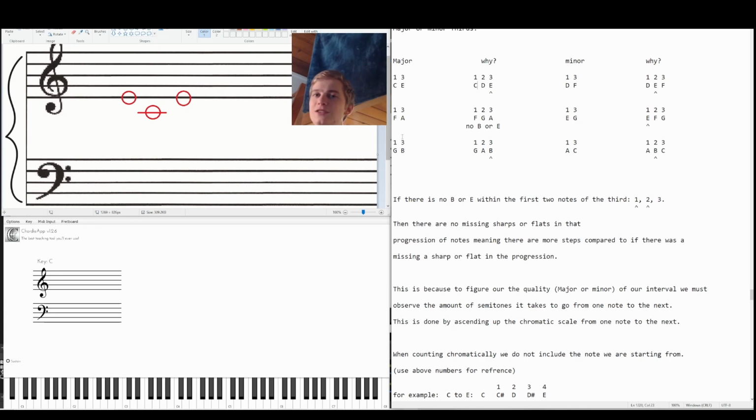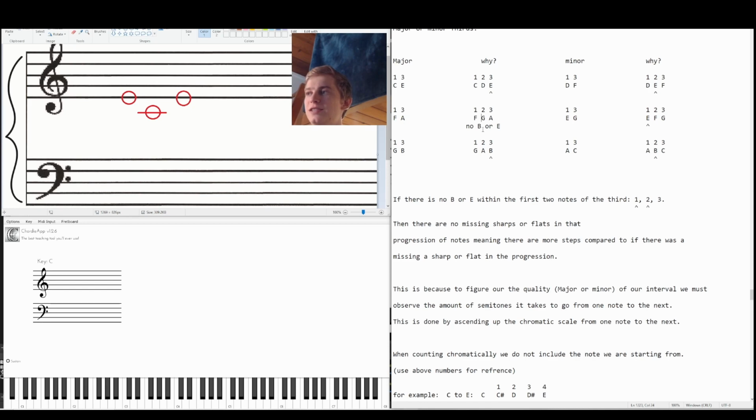But the easier way to think about that is because there's no E on the first note or the second note, and it lands on an E, then there's no sharps being taken away from going from one note to the next note. So the fact that E does not have a sharp does not affect this at all, because if E did have a sharp, it would come after this and not within this progression from one note to the next note.